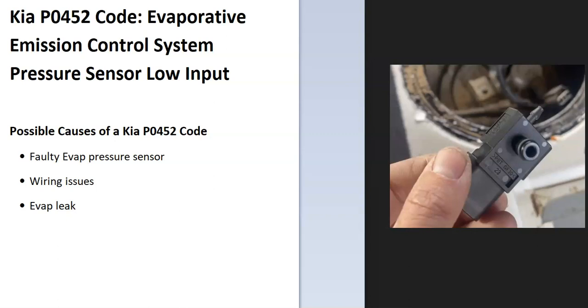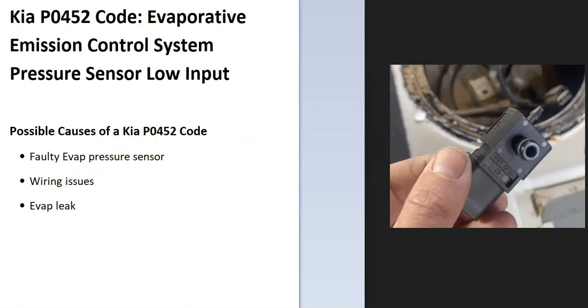And some of the possible causes of this, well, it could be a bad pressure sensor, it could be a wiring issue, and possibly an evap leak. Although if there is an evap leak, usually you'll get other codes. So if you are getting other codes, you might want to look into that. But if you are just getting a P0452 code, then very likely it's something to do with the pressure sensor.